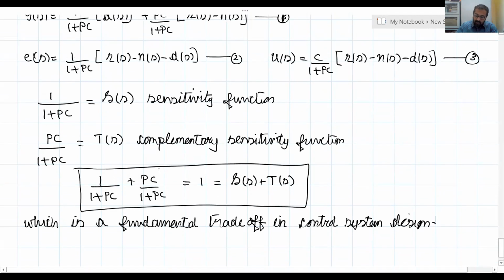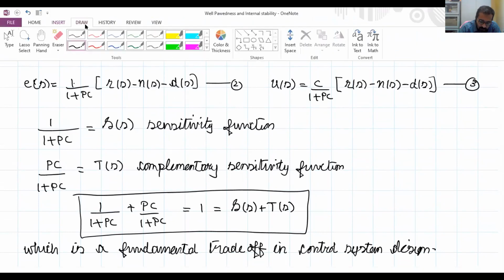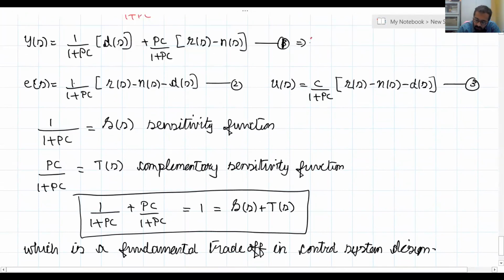So how can I write this expression 1 in terms of S and T? Y of S equals 1 by 1 plus PC, that is sensitivity, so sensitivity S of S into D of S, plus PC by 1 plus PC, which is complementary sensitivity. So I can write T of S, complementary sensitivity, into R of S minus N of S.